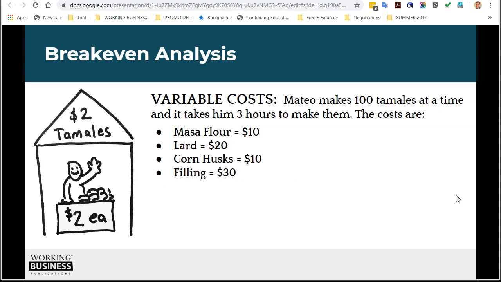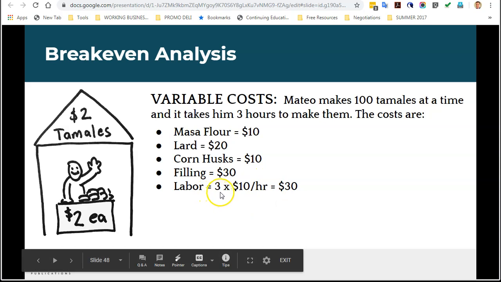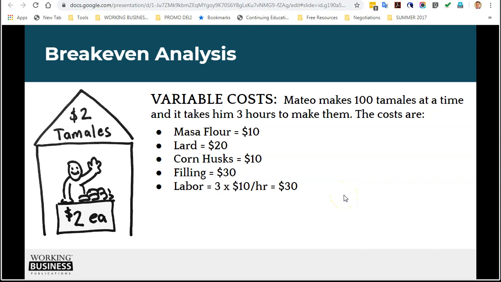So these are all the costs to actually produce those 100 tamales, okay? And anything else it comes up with, but these are the main ingredients. So the labor is about 3 hours to make them at $10 an hour. That's what it would cost him to hire somebody else to do it. It would cost about $30. So if he does the labor, he gets to make this money himself. But if you wanted to hire out a worker, it would cost about this much. So the total variable cost is about $100 for 100 tamales.